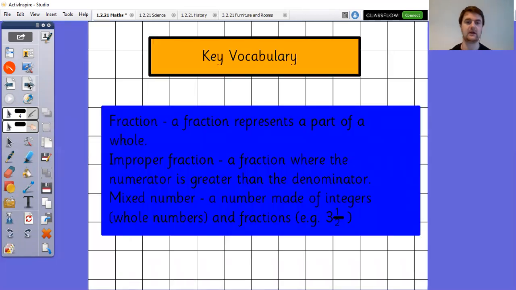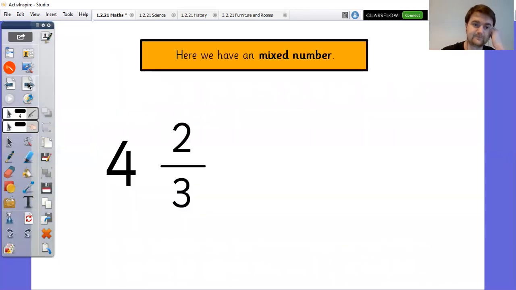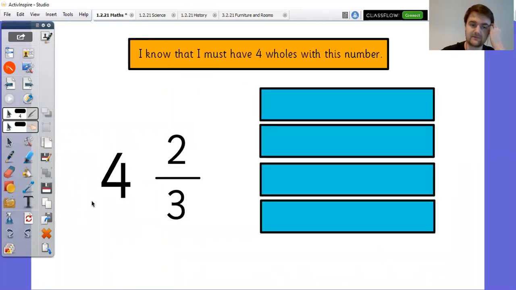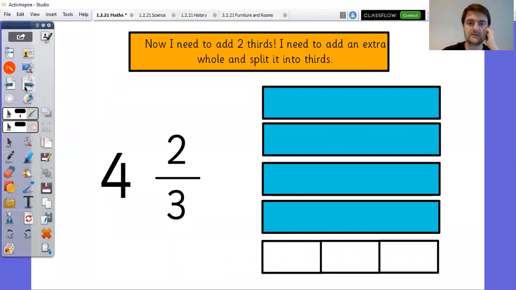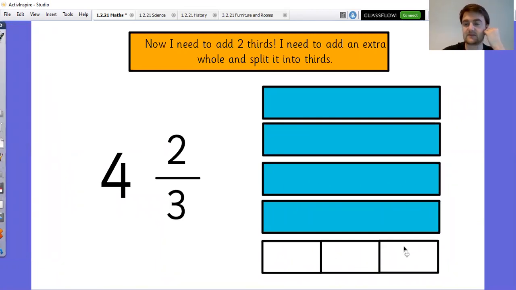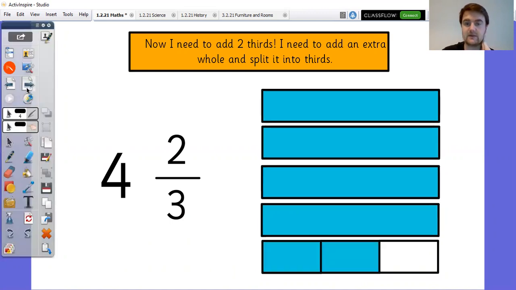So let's have a look at our key vocabulary. A fraction represents a part of a whole, and we've talked about how fractions can be greater than 1 as well. An improper fraction is where the numerator is greater than the denominator. A mixed number is a number made of integers or whole numbers and fractions, for example, 3 and a half. So here we've got a mixed number, which is 4 and 2/3. I know that it must have 4 wholes, so there are 4 wholes, and then 2/3. So to find the extra 2/3, I need to add a whole to it, and then split that into thirds, which is 3 equal parts because the denominator is the number 3, and then I need to shade 2 of them in.